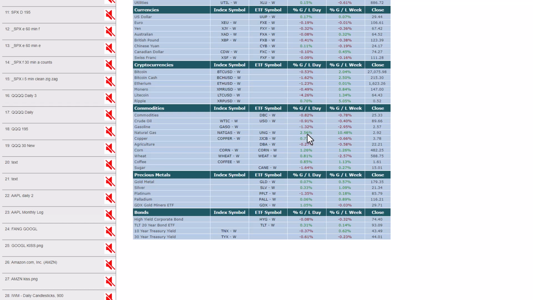Natural gas up 2.5%, though the stocks, such as the ETFs UNG and BOIL, were not. They were down. Copper was up. Some of the ags were up. So mainly the weakness was in the energy area.